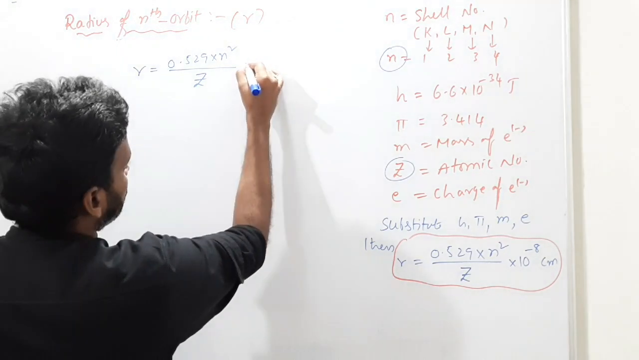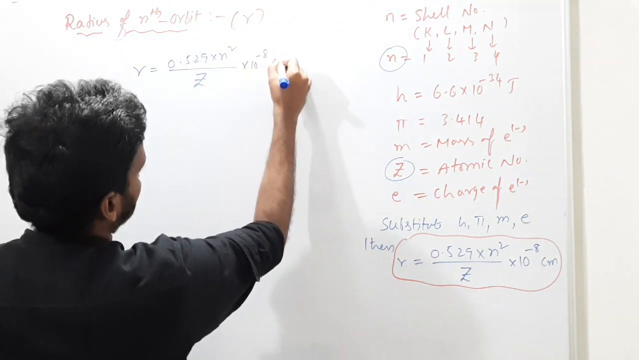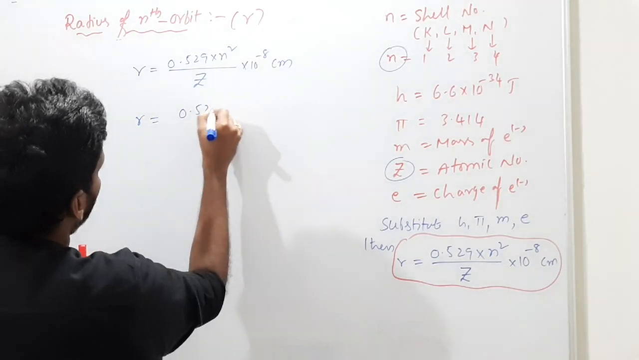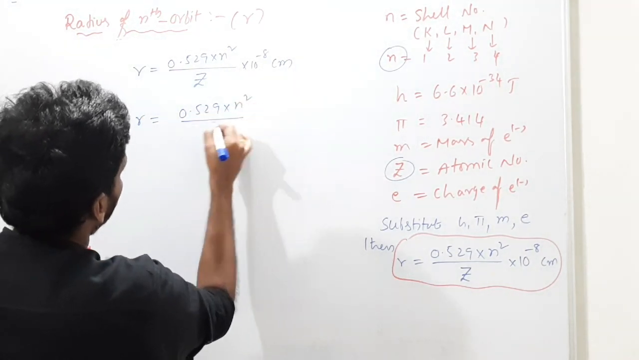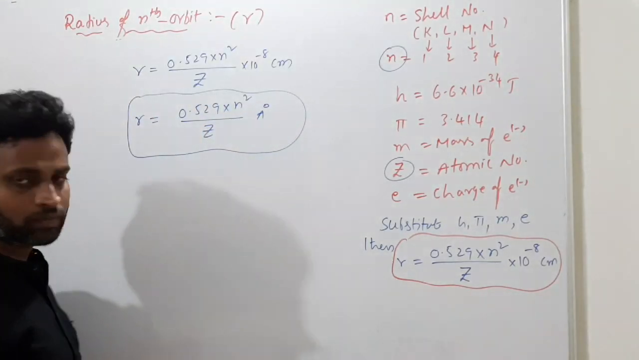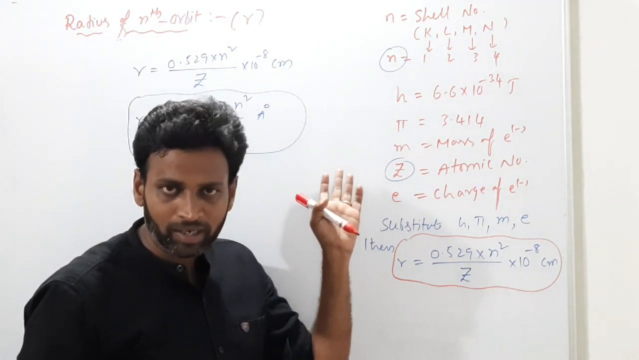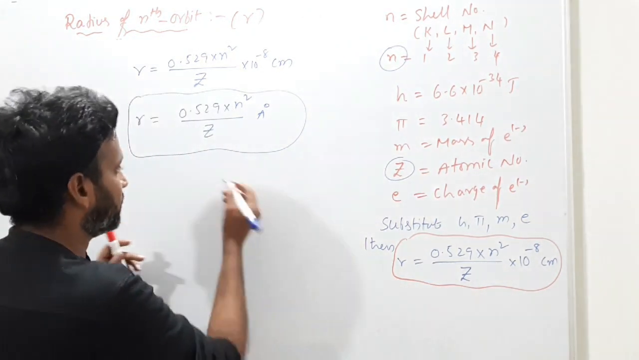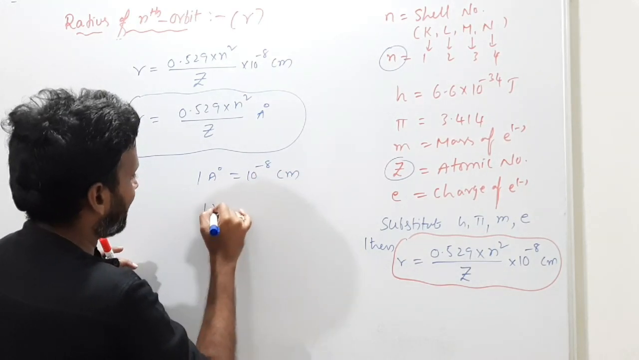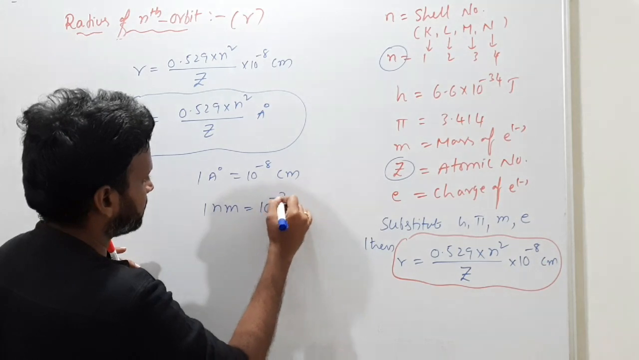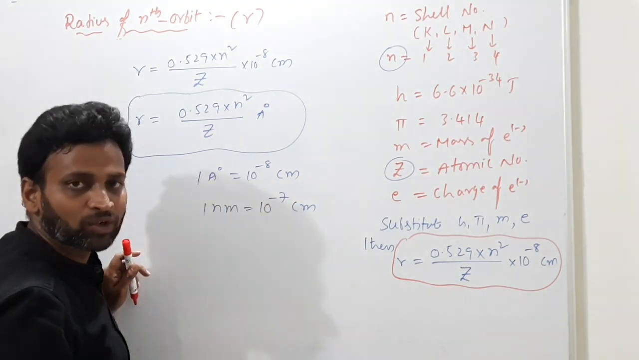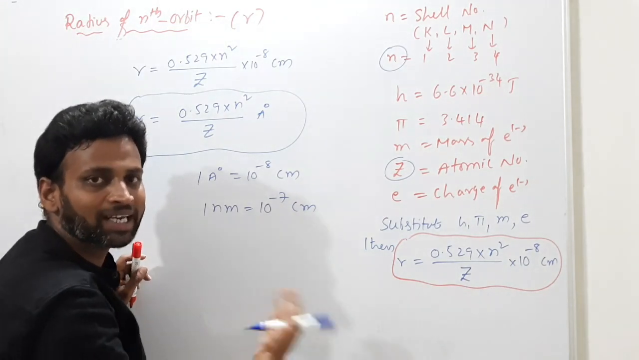Okay, so into 10 power minus 8 centimeter. And R is equal to 0.529 into n square by Z angstroms. You can also ask for nanometers and picometers if you want. You can do that also, because everything you know: 1 angstrom is 10 power minus 8 centimeter, 1 nanometer is 10 power minus 7 centimeter. So if you want it in nanometers, I can convert now using this. Suppose options are given in nanometers.